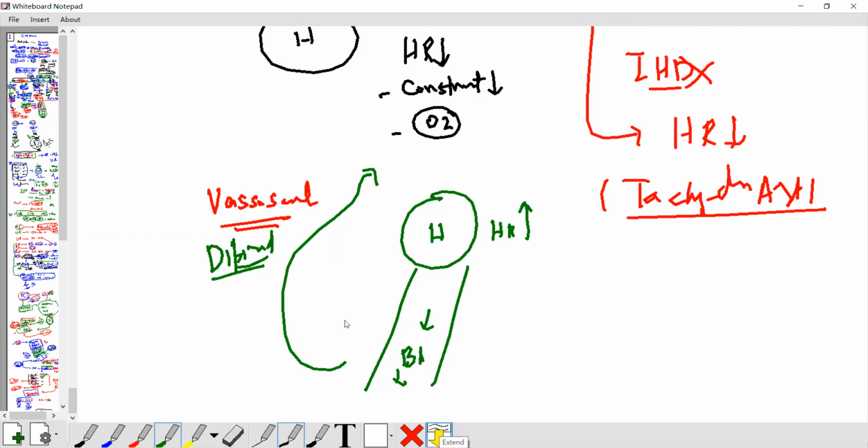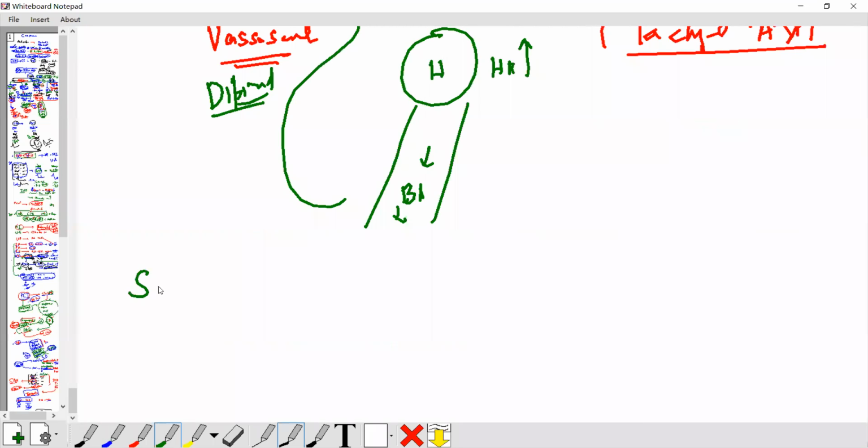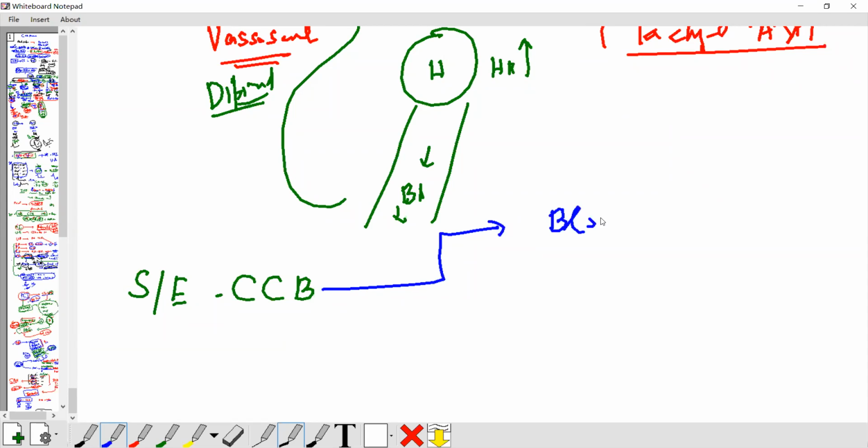Okay. Now we talk about the side effects of calcium channel blockers. If you think about cardioselective, they can block the node, causing heart block, because cardioselective drugs act on the conductive system. They can block the AV node.